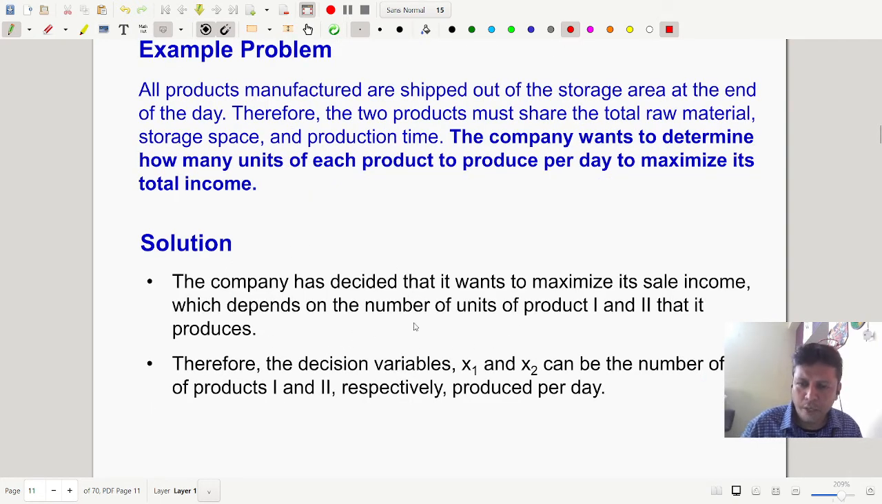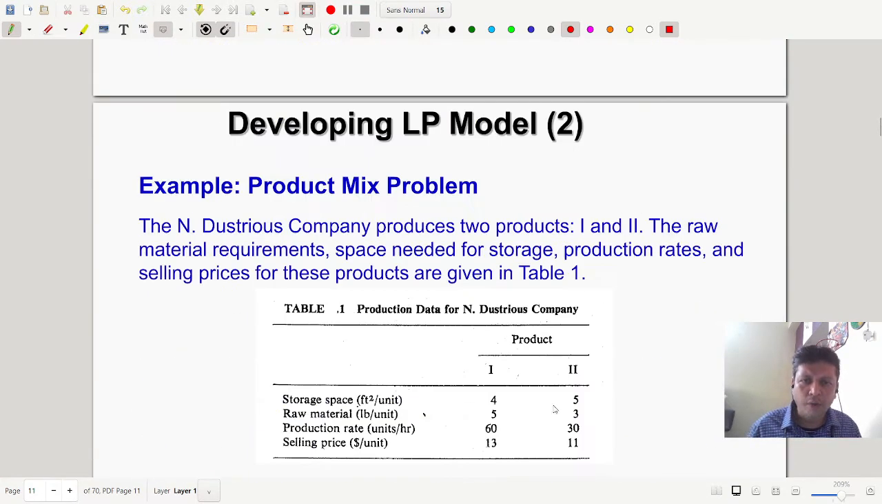Now, solution. The company has decided that it wants to maximize its sale income, which depends on the number of units of product 1 and product 2 that it produces. So let, for example, the decision variables x1 and x2 be the number of units of products 1 and 2 respectively produced per day. Look at the question once again.